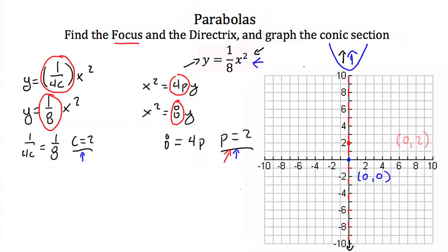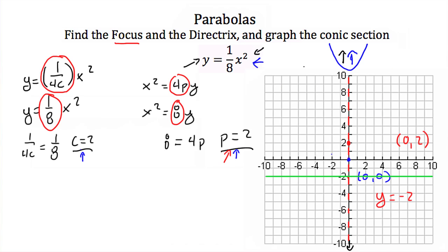0, 2. Our directrix is a line that's perpendicular to our axis of symmetry, and it's also 2 distance away from our vertex. So if our focus is up, then our directrix is down. And our directrix is the line y is equal to -2. And I can draw that in. So now that I've found my focus and my directrix, all I have left to do is sketch this conic.